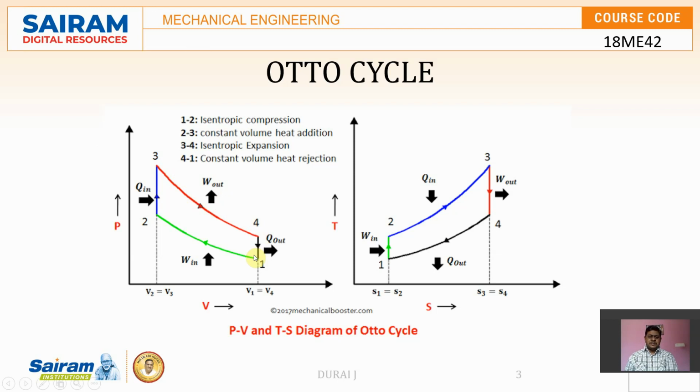Then the moment it reaches the bottom dead center, the exhaust valve will open and the burnt gas leaves out. That is, at constant volume, heat is rejected to the surroundings. These are the 4 processes that occur in the Otto cycle.